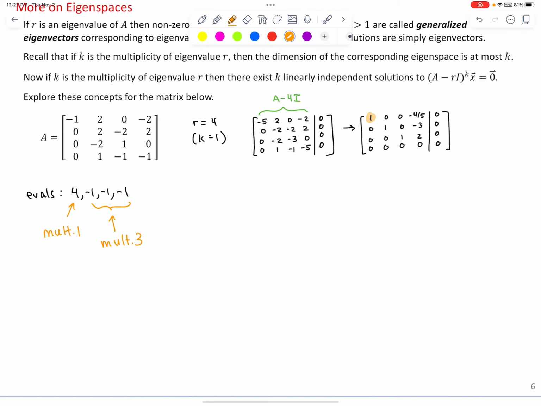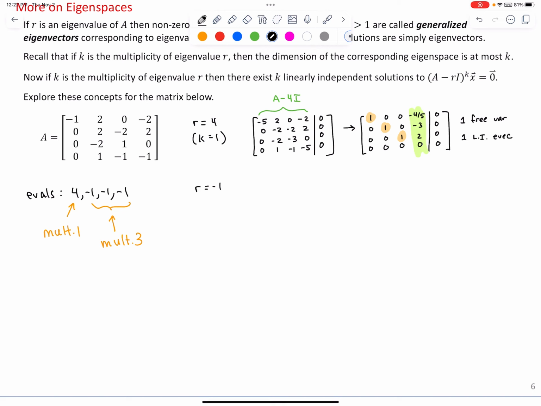Identify that we have 3 pivot positions, so we have 1 free variable. One free variable implies that there will be 1 linearly independent eigenvector, which is exactly how many we expected because the multiplicity of this eigenvalue is 1. So this is business as usual. But now let's go on to the repeated eigenvalue and see what occurs.